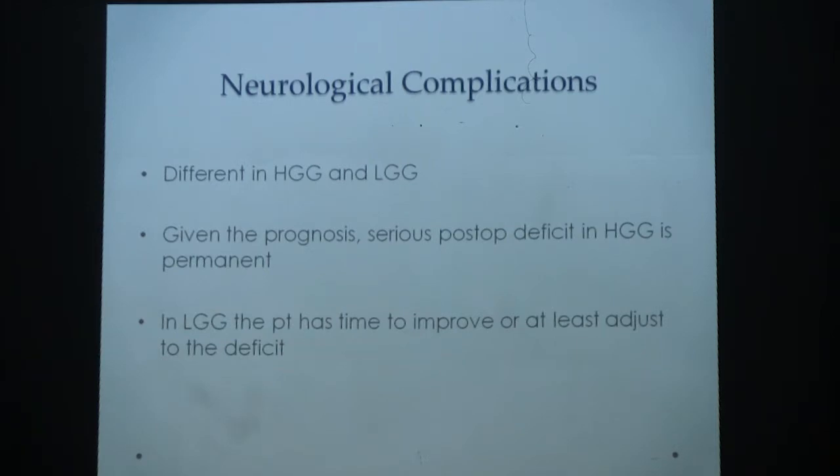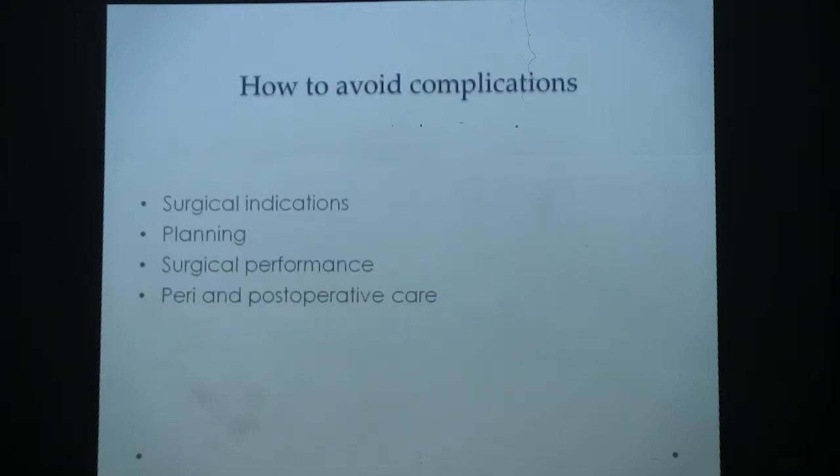The neurological complications in gliomas are different than in other groups. It's different in high grades and in low grade. The high grade, they have something like 18 months to live. The low grades, you can count it in years. So given the prognosis, the serious post-op deficit in high grades is more or less permanent. The patient doesn't have time to adjust to the deficit and doesn't have time to improve. So despite the fact that we really underestimate the surgeries, we produce deficits which are lifelong, which is probably not the smartest thing. So let's talk about how to avoid it.